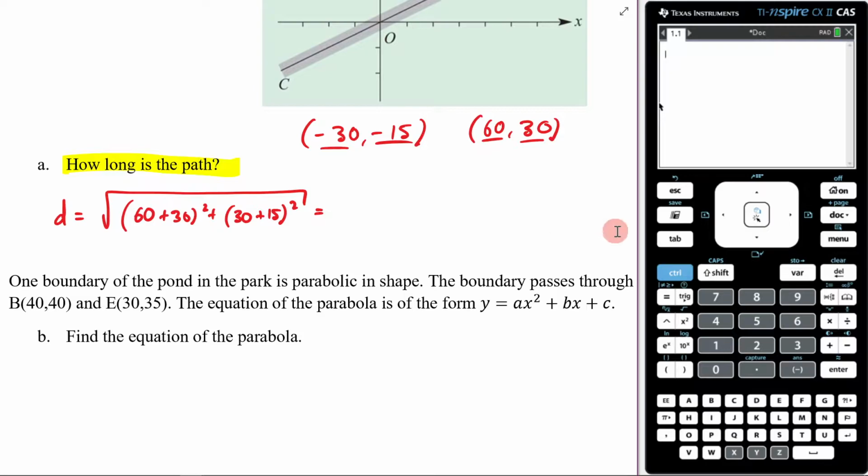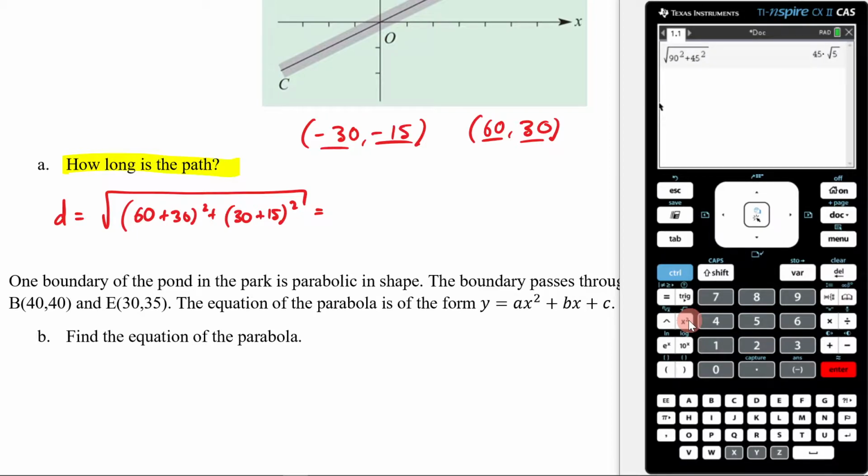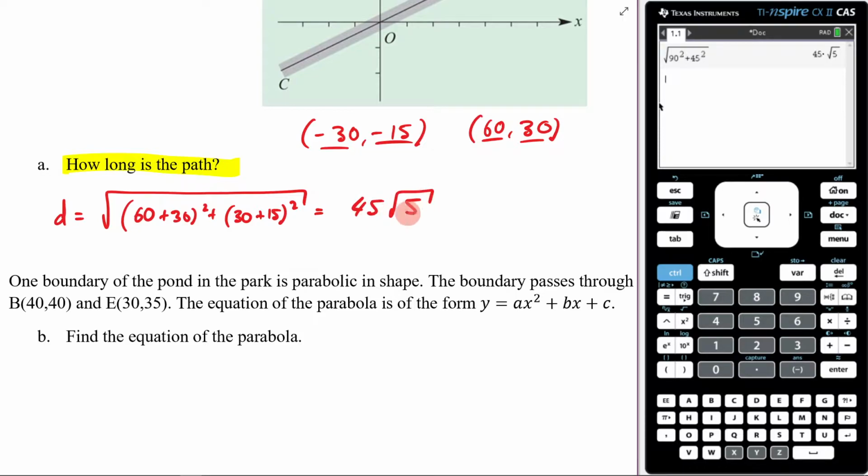Now it's just a matter of chucking that into our CAS calculator. So we're going to go control this one. Now that's going to be 90 squared plus 45 squared, which is going to be 45 on the square root of 5. And that's going to be our first answer.